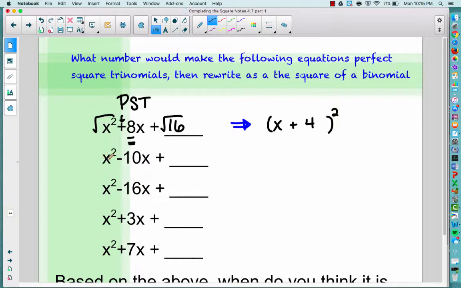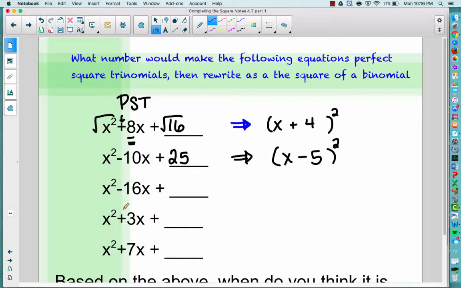All right, let's try that again. I take half of negative 10. Half of negative 10 is negative 5. I square that, I'm going to get a positive 25. I've just created a perfect square trinomial, and then writing it as a square of a binomial would be the square root of x squared, which is x, the sign of the middle term, which is negative, and the square root of the last term, which would be the square root of 25, which is 5.